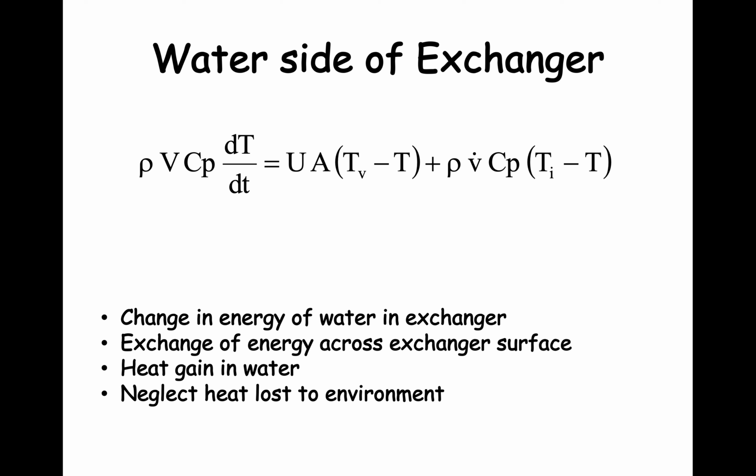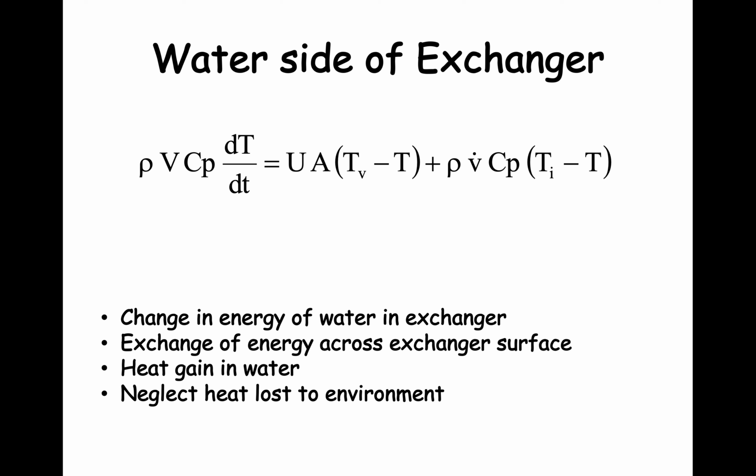Here is an equation that describes the heat balance and exchange on the water side of the steam heat exchanger. So this equation describes the heat gained by the cold water as it is heated in the steam heat exchanger and becomes hot water. The derivative term on the left side of the equation describes the change in temperature of the water in the heat exchanger with respect to time.